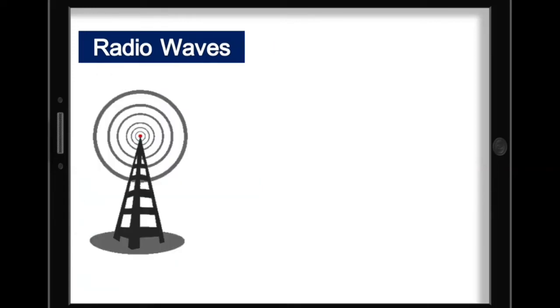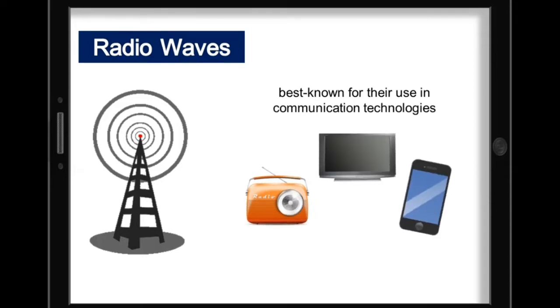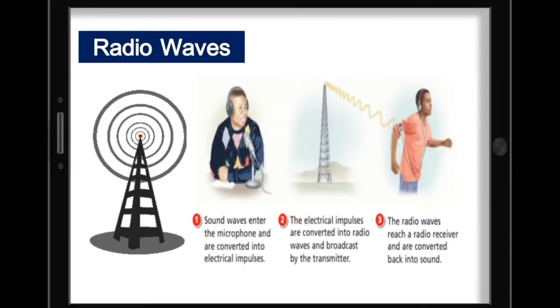Radio waves are a type of electromagnetic radiation best known for their use in communication technologies, such as radios, televisions, and mobile phones. Here is an example on how radio waves work in radio communication. First, sound waves enter the microphone and are converted into electrical impulses. Next, the electrical impulses are converted into radio waves and broadcast by the transmitter. And lastly, the radio waves reach a radio receiver and are converted back into sound.